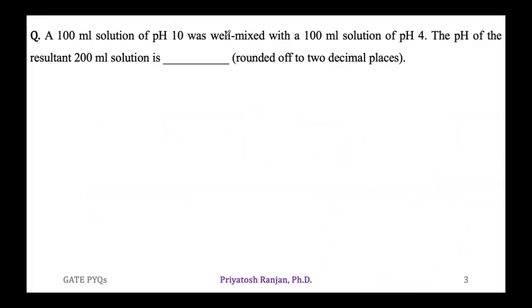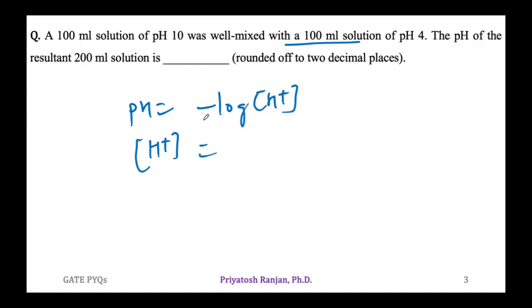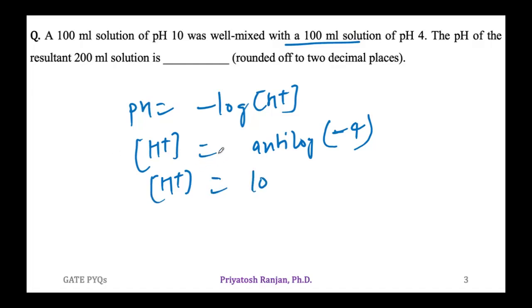Similarly, we need to calculate the moles for the other solution. So pH equal to negative log of hydrogen ion concentration. And if I have to calculate the hydrogen ion concentration, that is going to be anti-log of minus 4. And this is going to be 10 raised to power minus 4. I mean, it's a simple thing. If it's pH 4, the concentration is going to be 10 raised to power minus 4. As we have seen, even for the previous solution, the pH given was 10 and the concentration came out to be 10 raised to power minus 10 because of this particular formula.